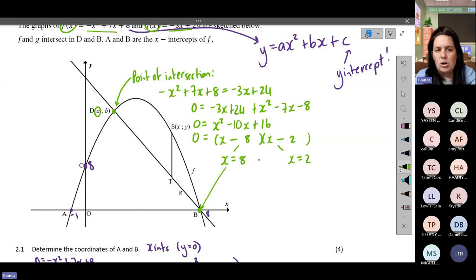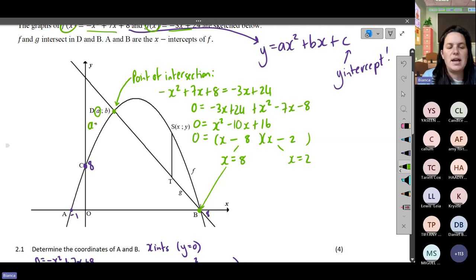But now, they're asking me for A. They're asking me for that value there. So it can't be 8 because we know 8 belongs to B. But this 2 definitely belongs here. So the question is solve for A. That's your answer. A is equal to 2.